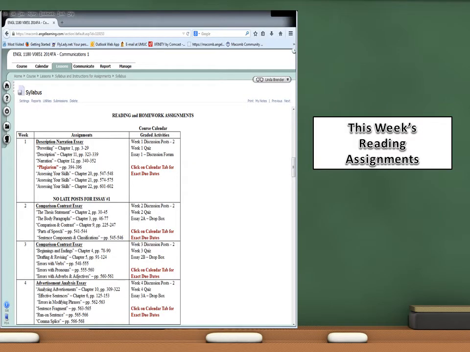Again, we always start with the reading, and you can see that week 2 we're reading chapter 2, 3, and 9, thesis statement, body paragraphs, and of course comparison contrast because that's what we're studying. And we're starting with the grammar. Last week we worked on assessment test, ungraded. This week we learned parts of speech and sentence construction.